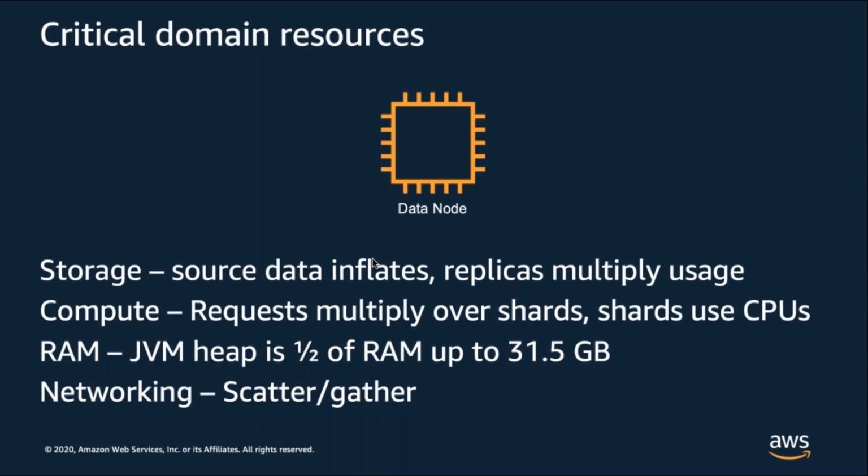RAM and networking, similar problem. The JVM heap is half of the RAM, up to 31.5 gigabytes. Again, if you have very large tenants or tenants of different sizes or workloads of different sizes, you can see the JVM usage unequally distributed, and it can be difficult to scale correctly. Networking: Elasticsearch, again, as a distributed database, relies on networking to be able to send requests out across the cluster and be able to process those requests. So as you add more tenancy, again, you stress your networking.